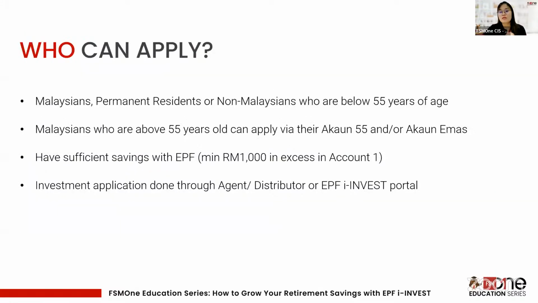Okay. For one to start investment using the EPF i-INVES portal, first of all, you have to be a Malaysian, permanent resident, or non-Malaysian that is registered as an EPF member and be below 55 years of age. If you are a Malaysian aged 55 years old and above, you still can utilize the EPF i-INVES portal to invest conveniently from your Account 55 or Account Emas. Besides, applicants need to have sufficient funds, which is at least 1,000 in excess in account 1, whereby the investment application can be done through the agent, distributor, or the EPF i-INVES portal.